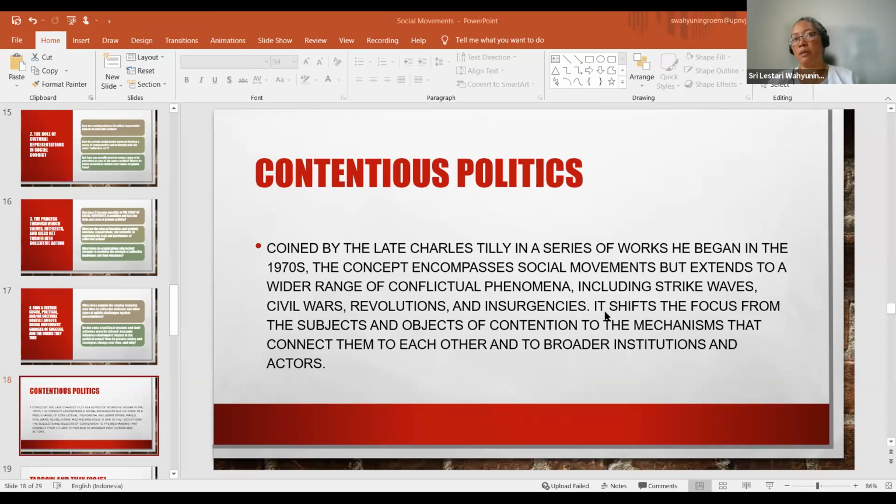Atau apa? Perdebatan politik atau politik perdebatan? Politik perdebatan. Mirip-mirip pertikaian politik, politik perdebatan. Perdebatan politik atau politik perdebatan? Perdebatan politik atau politik pertikaian? Pertikaian politik. Politics of contention. Ya kan? Artinya politics of contention dong. Bukan contentious politics.